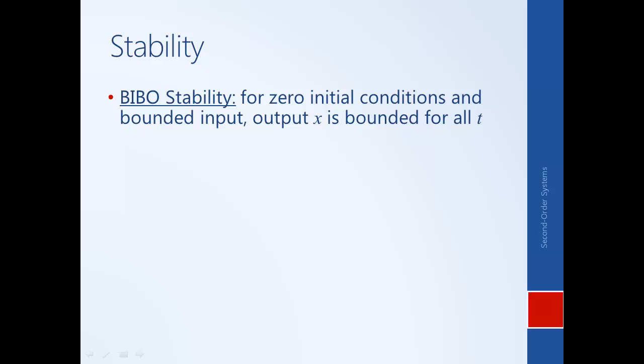Another more nuanced definition of stability is something called BIBO stability. And BIBO stands for bounded input, bounded output. And its definition is that for zero initial conditions and bounded input, output x is bounded for all t. So as long as the input is bounded, the response of the system shouldn't blow up either.